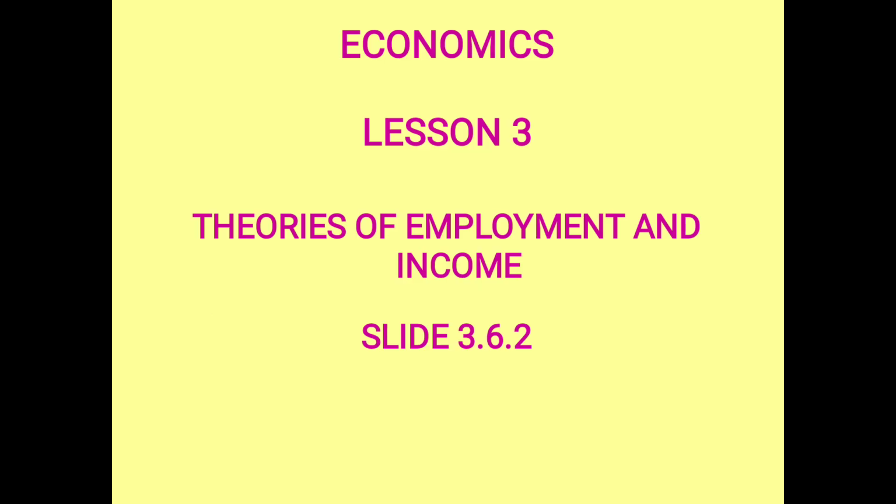So in today's class we are going to see lesson number 3, theories of employment and income, that is 3.6.2. It's nothing but aggregate supply function. So what is aggregate supply function? Last time we have seen regarding demand. According to the demand, production increases. What does the businessman do? He invests money in order to get his returns according to the demand that is being created in the market.